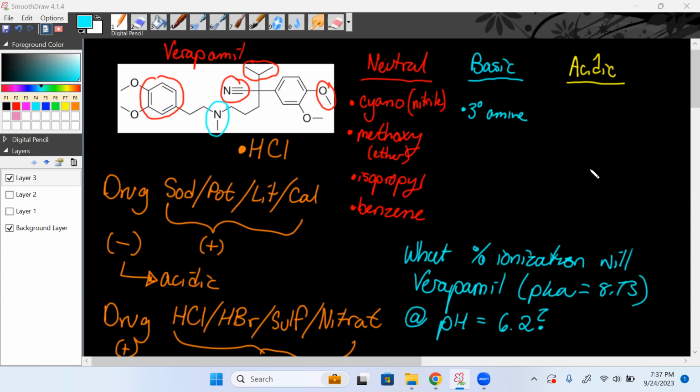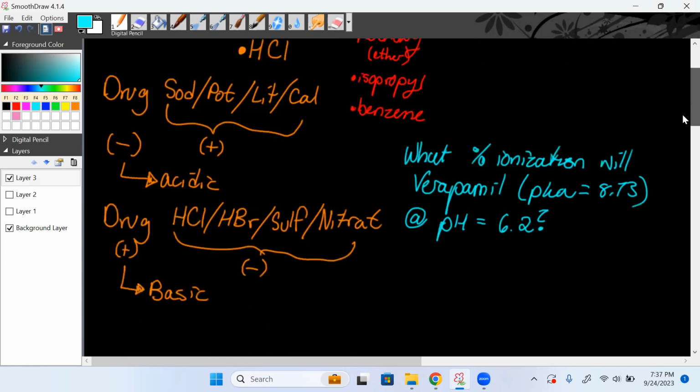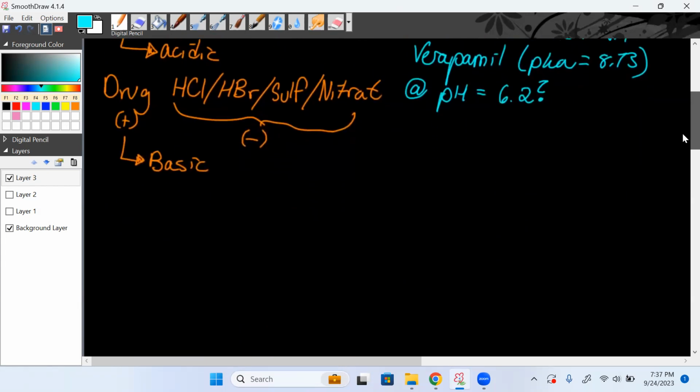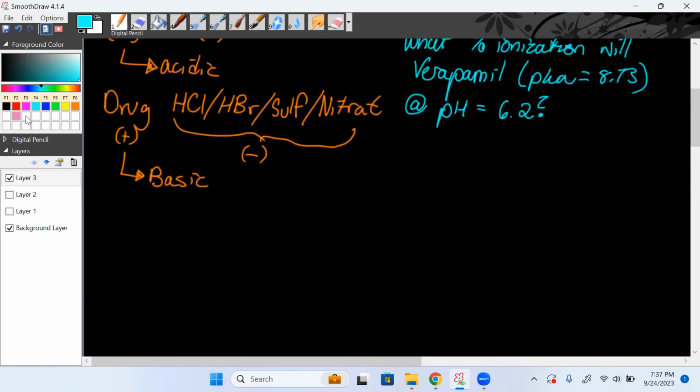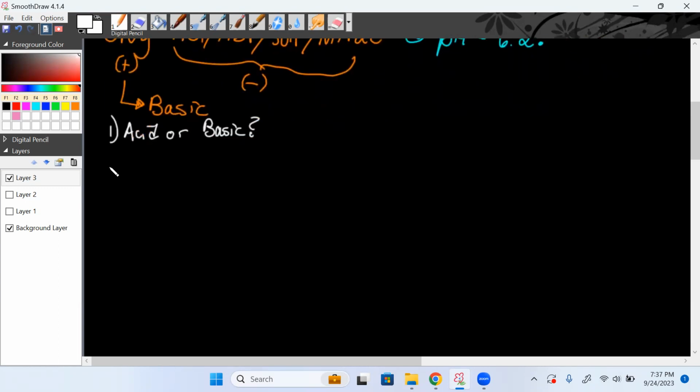All right. Let's take a look. So the way that we approach these problems is, first step, we need to identify: do we have an acidic or basic drug? And based on what we just determined, we know that we have a basic drug. The second step is we need to choose our equilibrium equation.